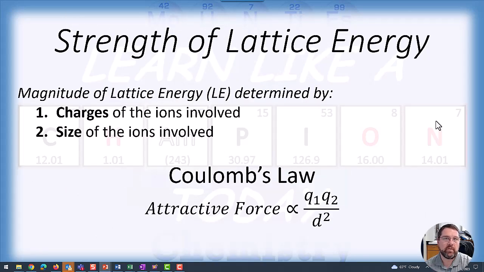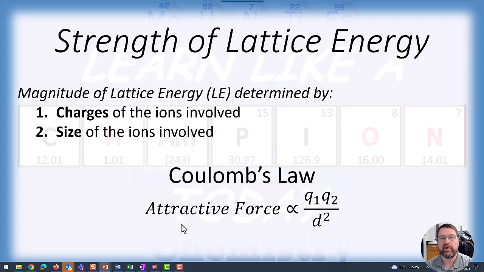Now, to determine or to infer how much energy is going to be involved, you have to consider two things. First of all is the charge of the ions that are involved. The bigger the charge, if we look at Coulomb's law, the amount of attractive force is going to be proportional to the product of the two charges, that's your Q terms, divided by the distance between those two charges squared. So as you can imagine with the values of the charge, the magnitude of the charge, the bigger the numerator is going to be, therefore the bigger the attractive force.